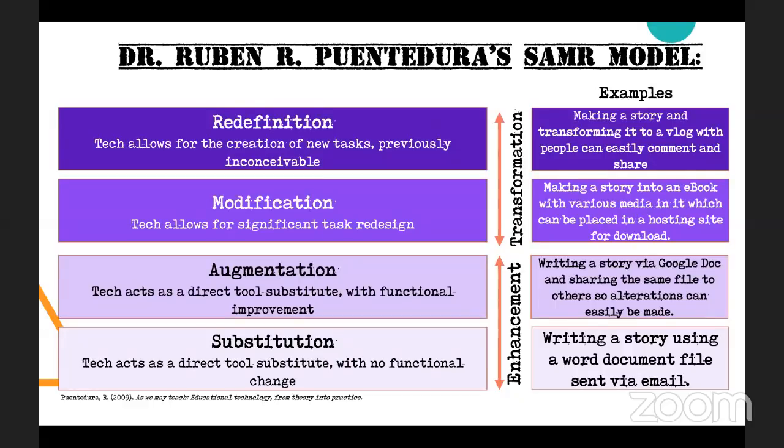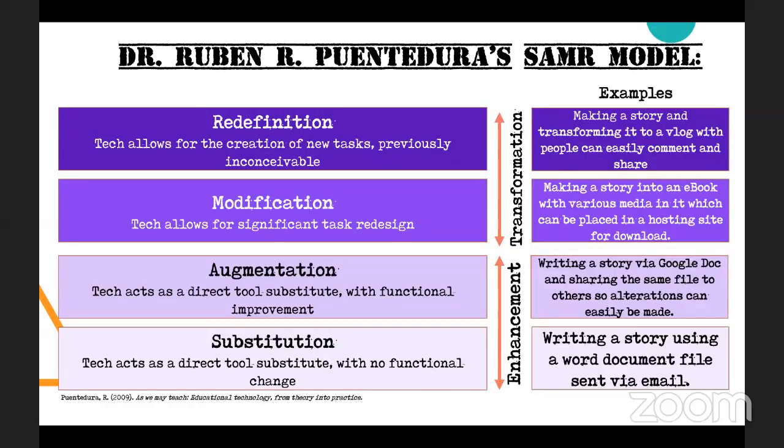So that's making it modified because there's an integration of different forms of media. Lastly, how do you redefine that ebook? In this day and age, a lot of people love vlogging, right? And we love to be able to share our stories right away. Instead of making them do a usual storytelling written on a paper, why not transform it into a vlog? So that when they upload it into a secure hosting site, people can easily comment and people can easily share the story that they're able to tell. So that's redefinition.